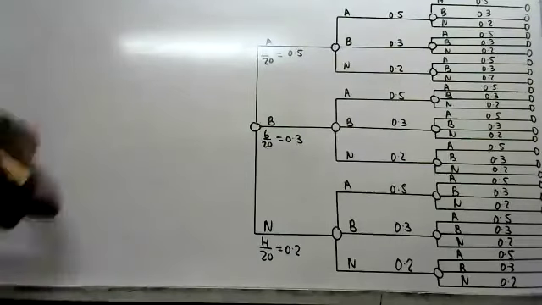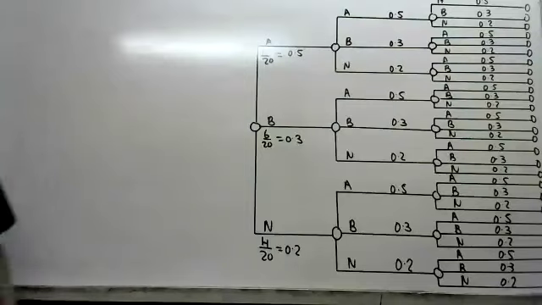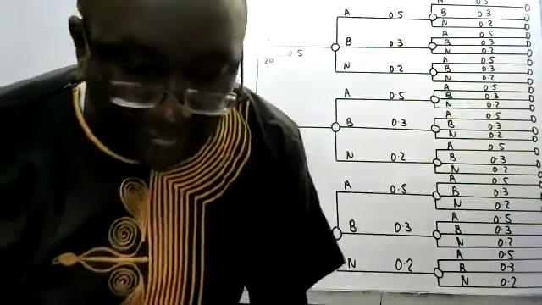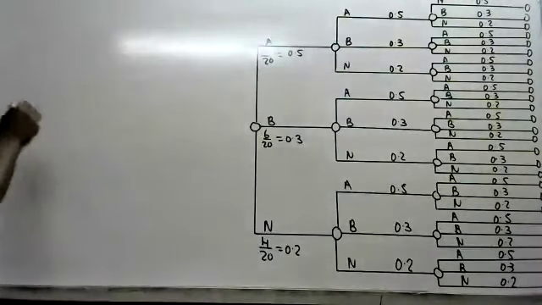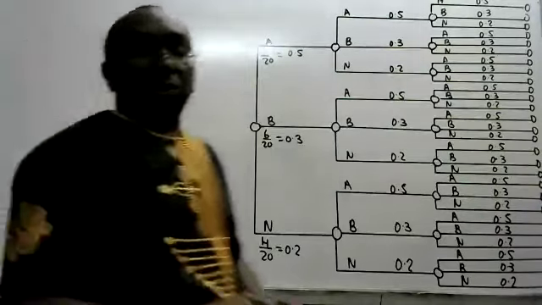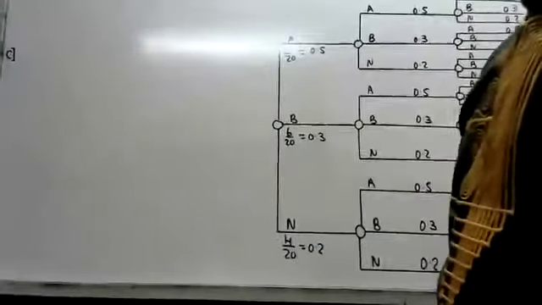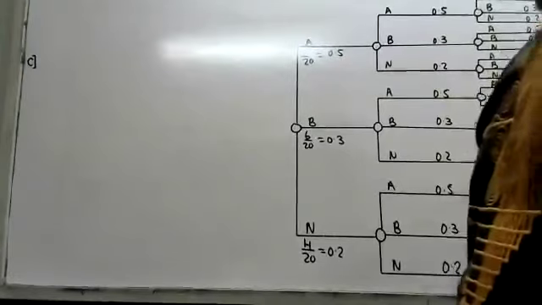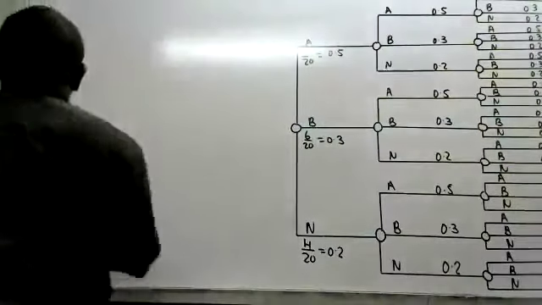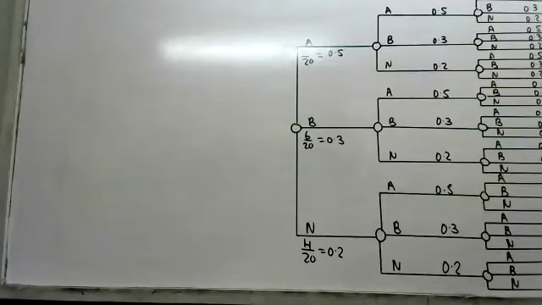Part C. In part C, we are told two contracts will not be awarded to either A or B. So if you are told two contracts will not be awarded, it means that only one contract will be awarded. Only one contract will be awarded. And that contract could be the first contract. So you will argue like this.